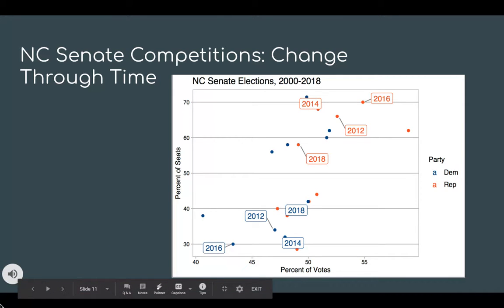The first graph shows all state-level Senate seats from 2000 to 2018. The X-axis represents the percent of votes a party wins, while the Y-axis represents the percent of seats won by that party. The blue points represent Democrats, while the red points represent Republicans.